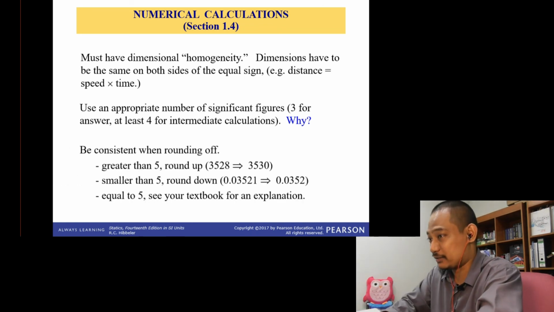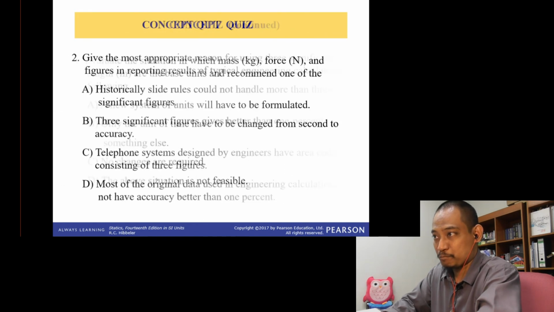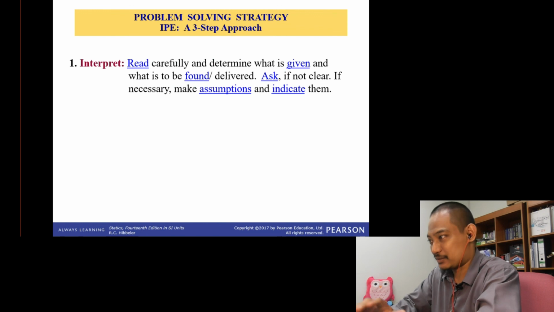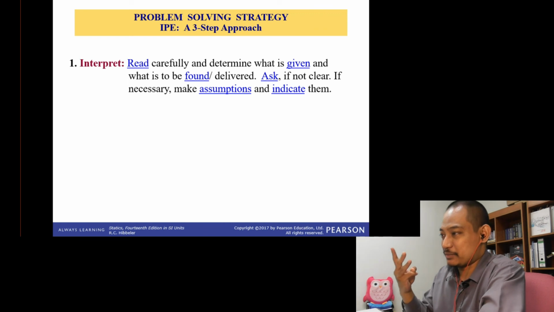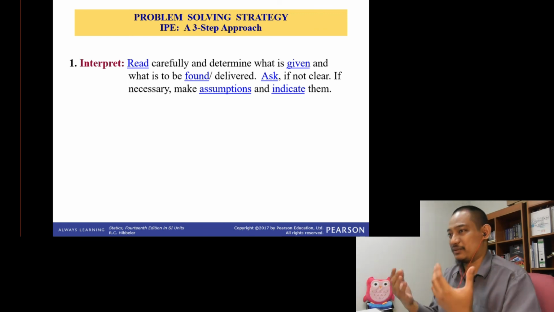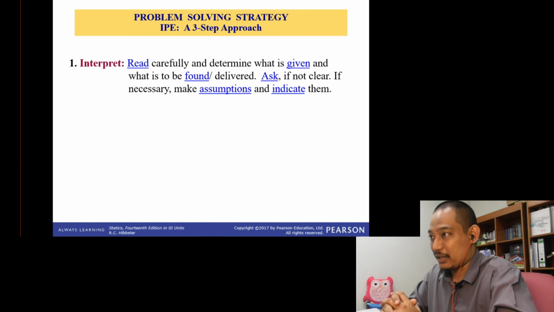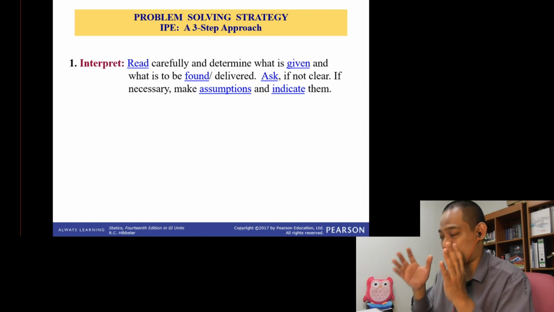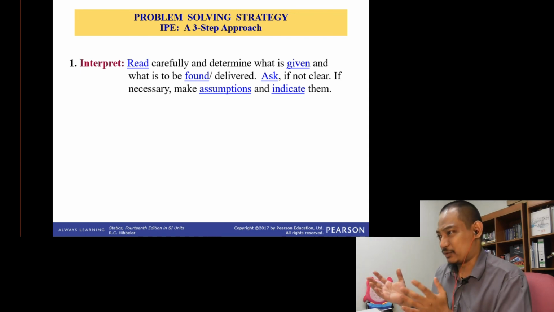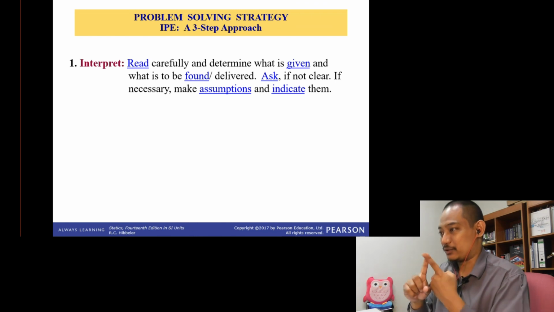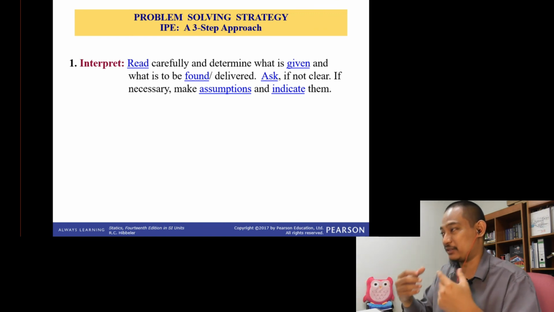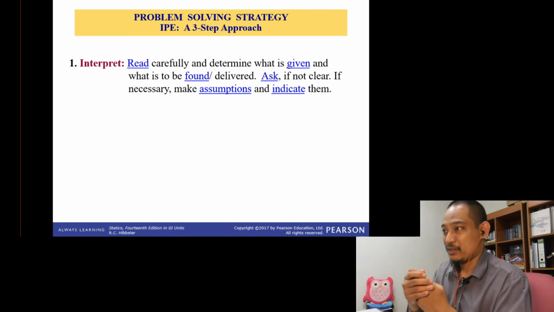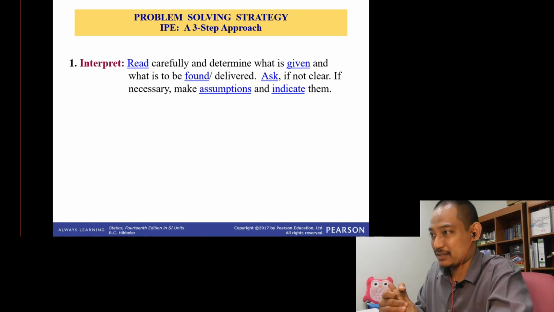So how to round off? I think you know how to do this. Okay, just because we only have limited minutes left. So in solving the problem, there are 3 steps. One is interpret. What it means is read carefully and understand what is given and what you need to calculate, basically, right? So in any question, in your quiz, in your exam, in real life, of course in real life it's quite different, but in the exam you have to understand what the question gives and what the question asks you to calculate. Or it gives me the mass, it gives me so on, and we need to calculate what. Alright, so ask if not clear, if necessary make assumptions and indicate them.